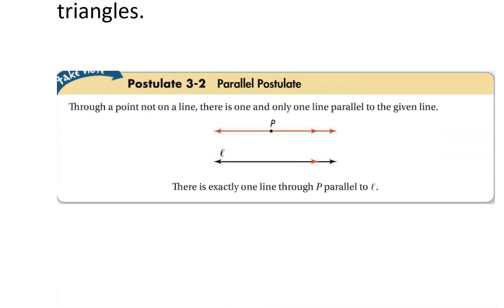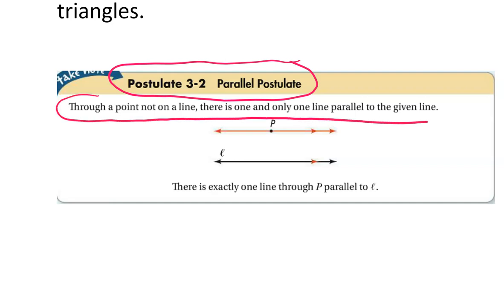Make sure you copy postulate 3.2 into your notes. It has a name, so make sure you highlight it or star it, and then just put the very top sentence in there. Through a point not on a line, there is one and only one line parallel to the given line. It gives you a couple pictures and basically restates what they just said.